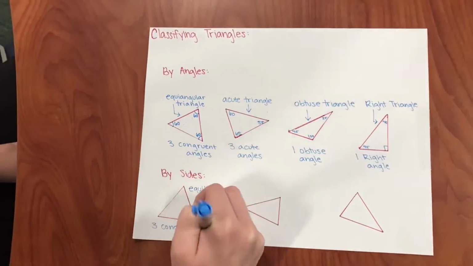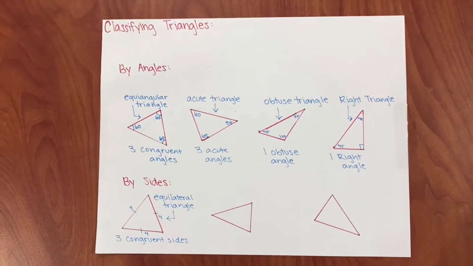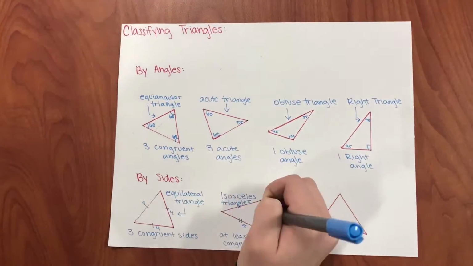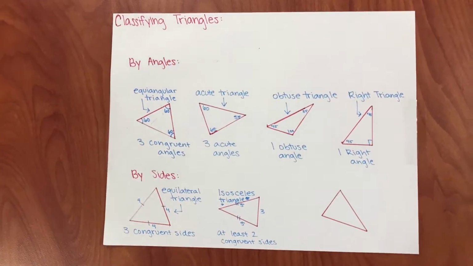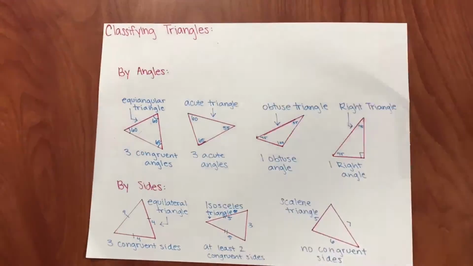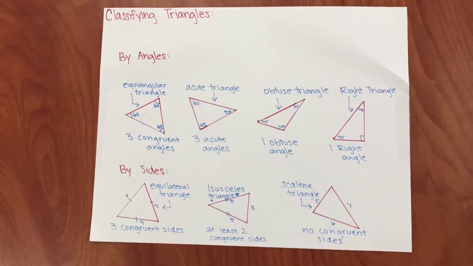If all 3 sides in a triangle are congruent, it is an equilateral triangle. If at least 2 sides in a triangle are congruent, it is an isosceles triangle. An equilateral triangle is also isosceles. A scalene triangle has no congruent sides. That is how you classify triangles by their sides.